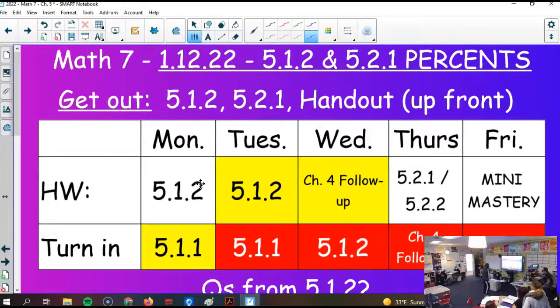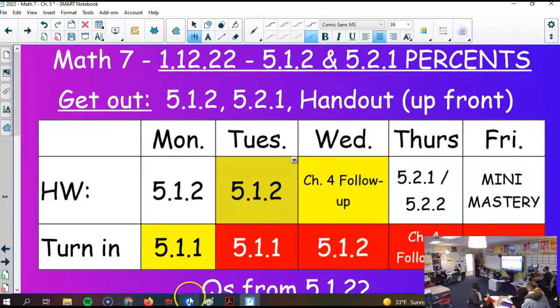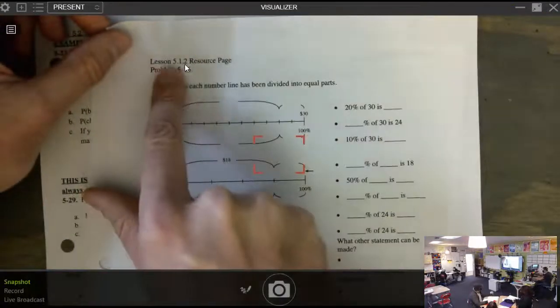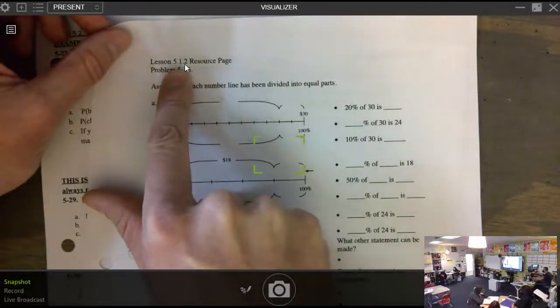512. You can see we went from Monday and kept going with Tuesday, and it's probably going to keep going today because one of the worksheets you just picked up is a 512 worksheet. So please keep out the worksheet that says 5.1.2 resource page at the top. Right up here says 5.1.2 resource page.